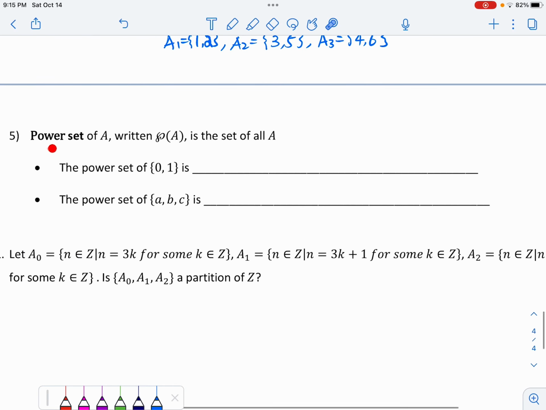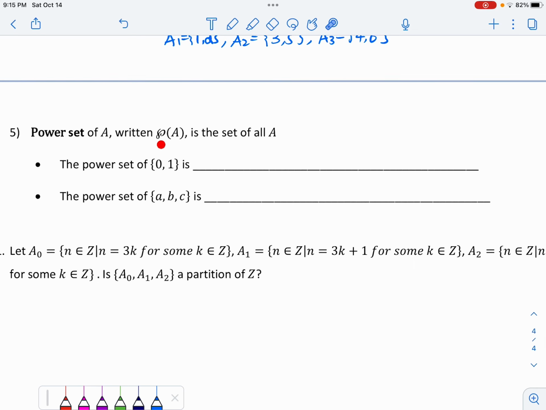The next term is the power set, written as P of A. It is the set, sorry, a typo. It is the set of all subsets of A, okay? So it's a collection of all the subsets of set A.